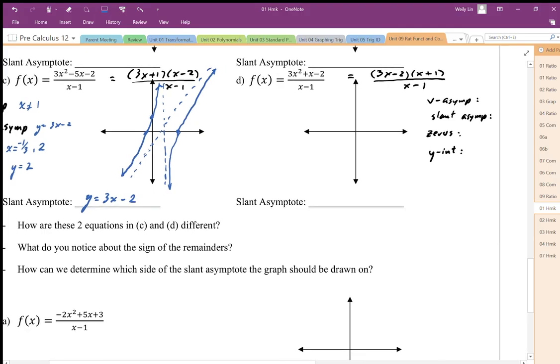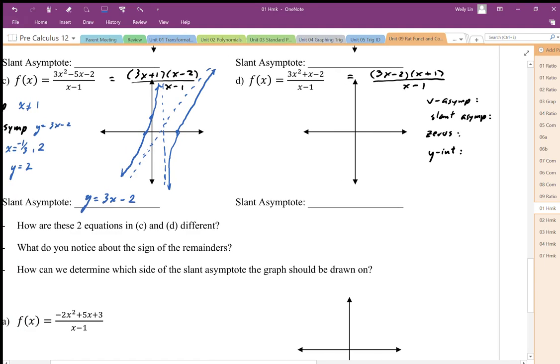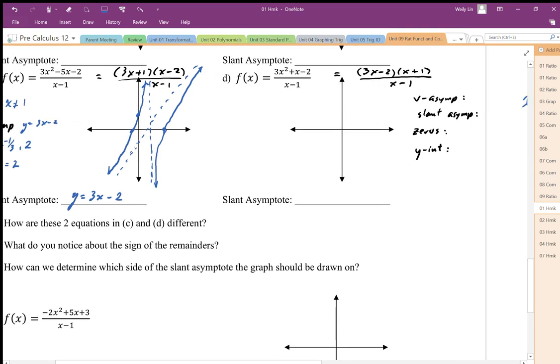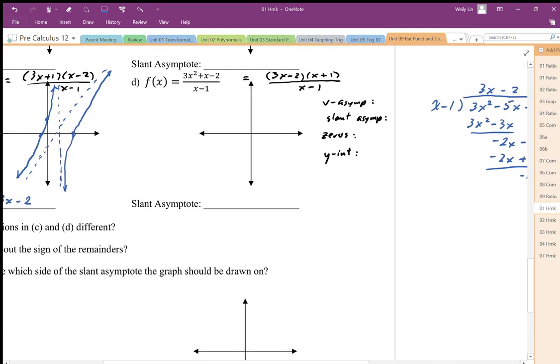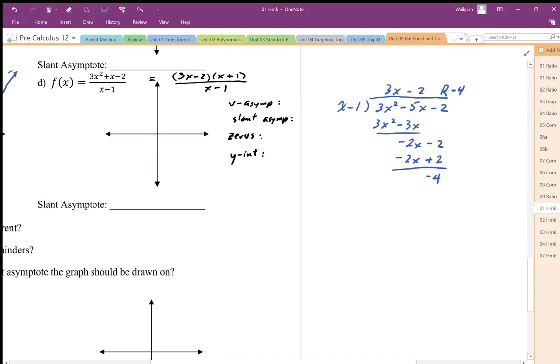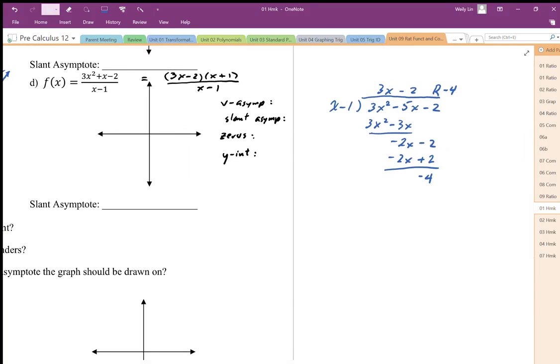So looking at the next one here is a very similar equation. The difference is we have a minus 5x over here. This one is a plus x, but it does make a difference in a number of things. So we're first going to start off with the vertical asymptote. The vertical asymptote of this graph is going to be the same. It's going to be at x equals 1. Okay, so there's my vertical asymptote.